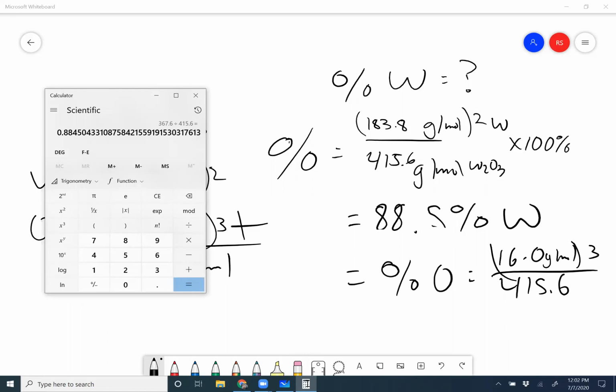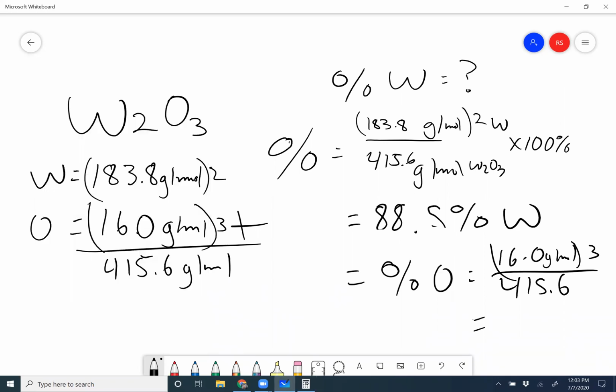The other thing we can do is just subtract it. If we do 48 divided by 415.6, we get 11.5%. But we could also just subtract it from 100, and that's because there's only two things here.